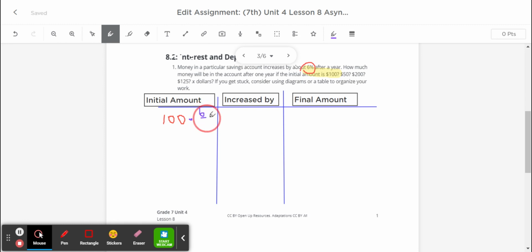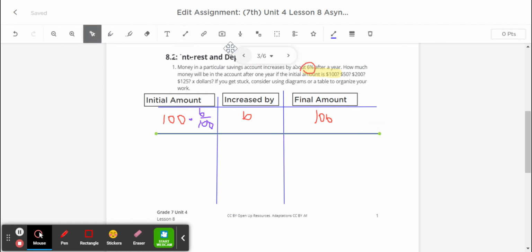100 times 6 over 100. This is just our percent formula. We're multiplying our whole number times our percent over 100 to find our part, to find what 6% of 100 is. So 6 over 100 times 100 is equal to 6. So I know that if I start with $100 and I get 6% of interest, I'm earning $6 more. That means that my final amount will be $106 because I have the initial $100 plus the $6 increase.